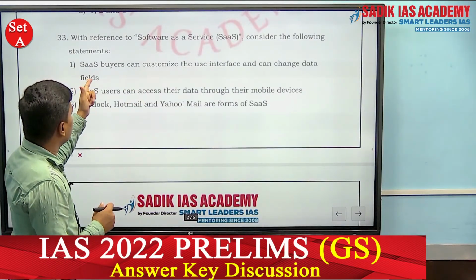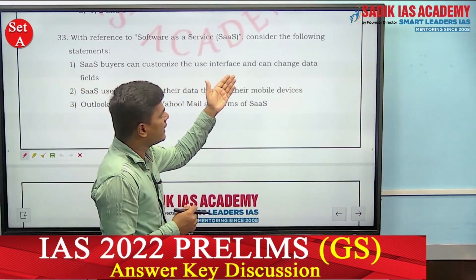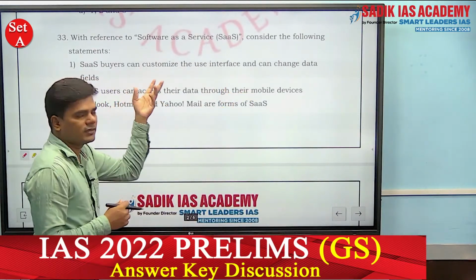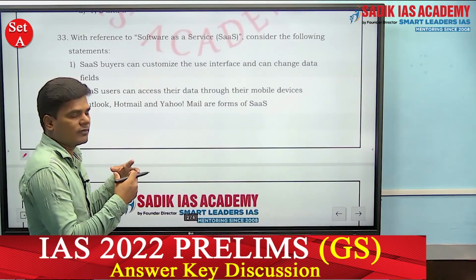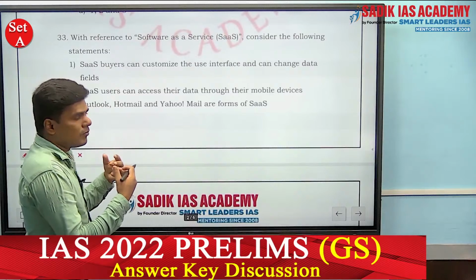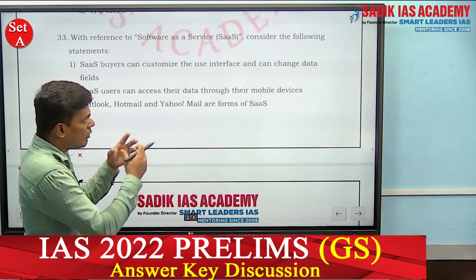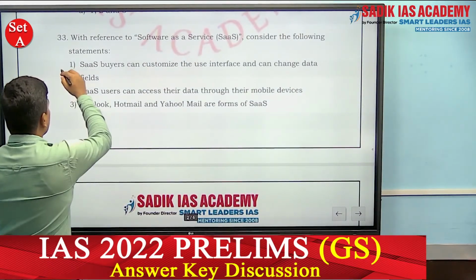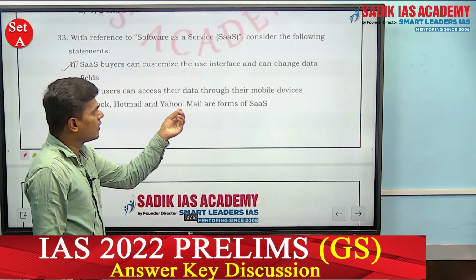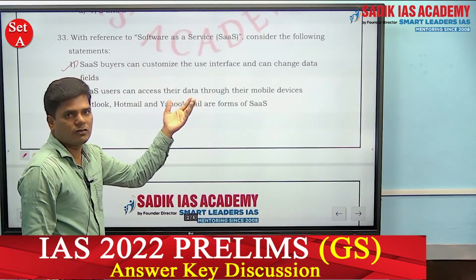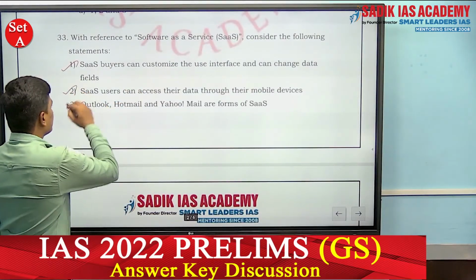Okay, in that case, software as a service, buyers can customize the user interface and can change data fields. This is the correct statement. Though you are using the software as a service from another platform, you can modify that interface as per your individual need, and also you can change the data fields. So this is the correct statement. Software as a service, users can access the data through their mobile phone, any device. If it is connected to the internet, on any device, you can access the software as a service. So this is also a correct statement.